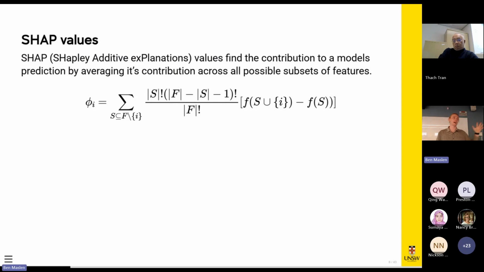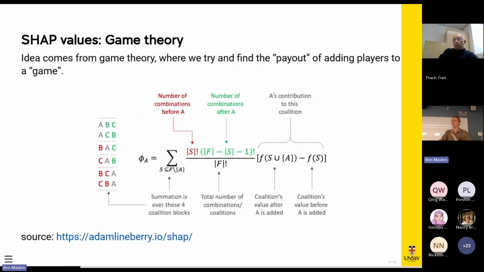So SHAP values, or Shapley additive explanation values, try and find the contribution to a model's prediction by averaging its contribution across all possible subsets of features. And we have this scary looking equation here in front of us. And what I just said might sound like mumbo jumbo as well. But that's okay. We're going to go straight into an example to try and break down what that means. Okay. So the idea comes from game theory, right?